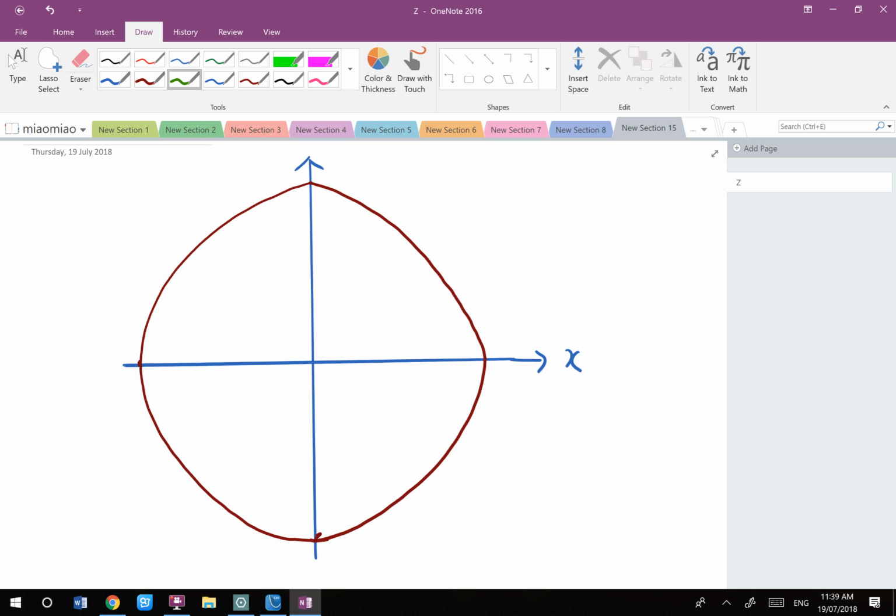Okay, how we measure angles in the Cartesian plane. We start from the positive side of the x-axis, that's 0. And then we go anti-clockwise to measure. So it will be in the first quadrant for 0 to 90, and go to the second quadrant from 90 to 180. And from 180 to 270 is the third quadrant, and 270 back to the original place is 360.